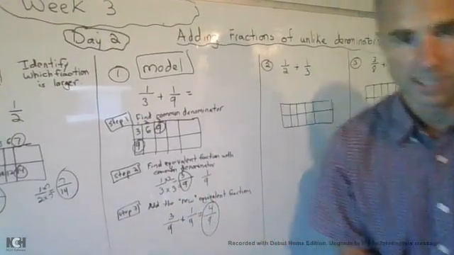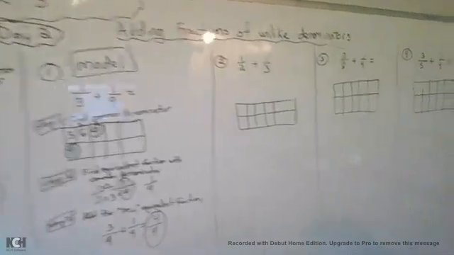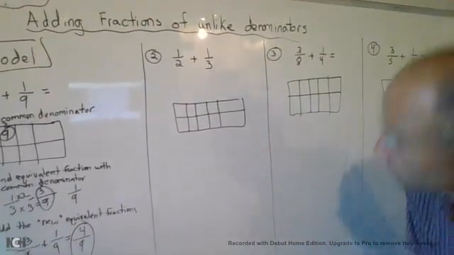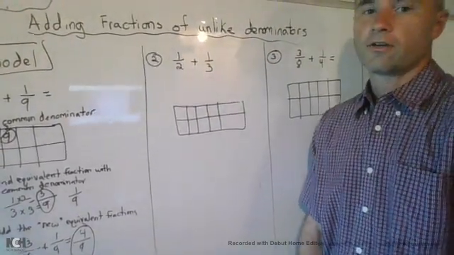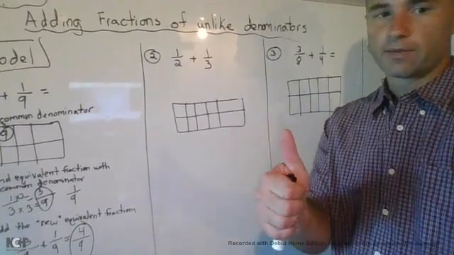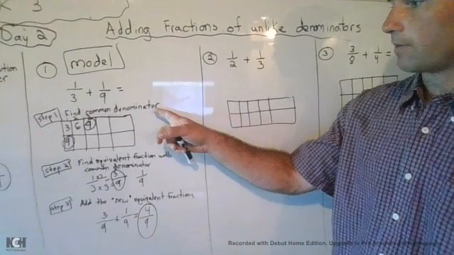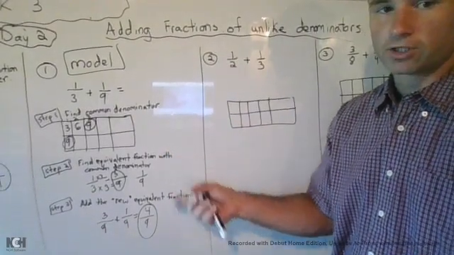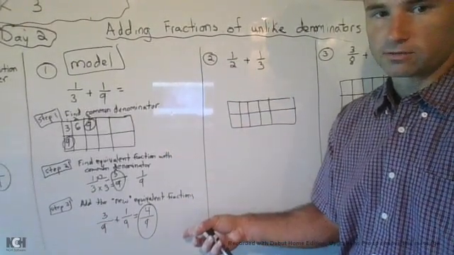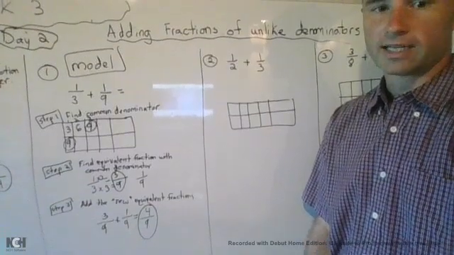Okay? So let's have you guys do one here, 1/2 plus 1/3. Find the common denominator. So remember the steps. I'll make them visible. Find common denominator. Find equivalent fractions. Add those new fractions. Go ahead, hit the pause button now to solve.